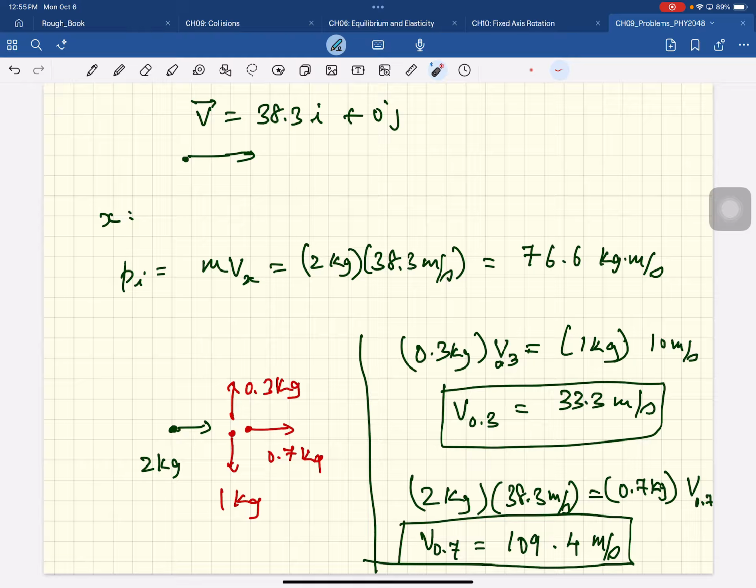Let's see if this makes sense. So this guy is going almost at 40 meters per second, and it breaks up into 3 pieces. And this guy, you see, weighs about 2.5 times less, so he needs to be going 2.5 times faster. 40 times 2.5 is roughly that. All right, so now we know the velocities of these guys: 10 meters per second, 33 meters per second, 110 meters per second.